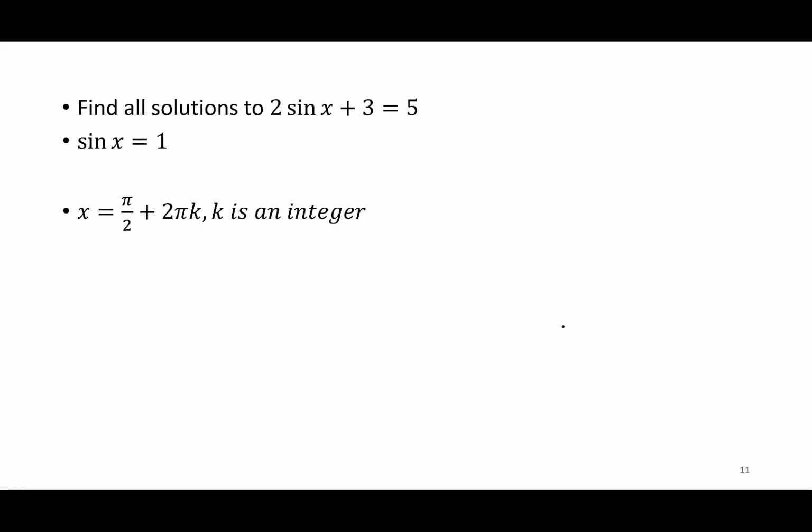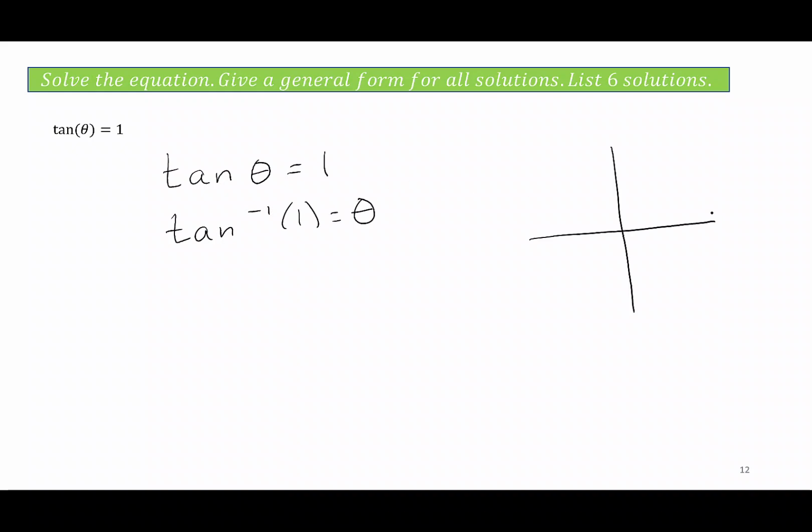Let's solve the equation tan theta equals 1. We're going to give a general form for the solution, and then we'll list 6 solutions. Just like our last problem, we're going to start with tan theta equals 1 and find the inverse. So I say tan inverse of 1 is equal to theta. If you think about where a tangent is equal to 1, it would be at pi over 4 and also at 5 pi over 4. So I have these two angles to start with.